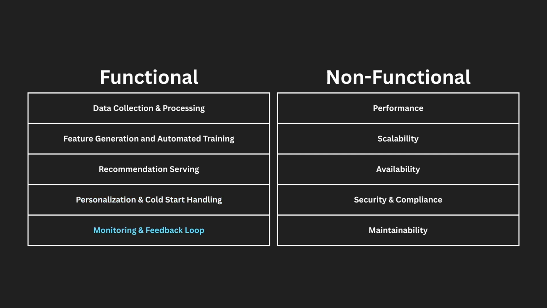And finally, for functional requirements, we're going to need monitoring and feedback loop. The system must track performance metrics such as click-through rates, latency, model accuracy, and enable automated retraining when performance drops.